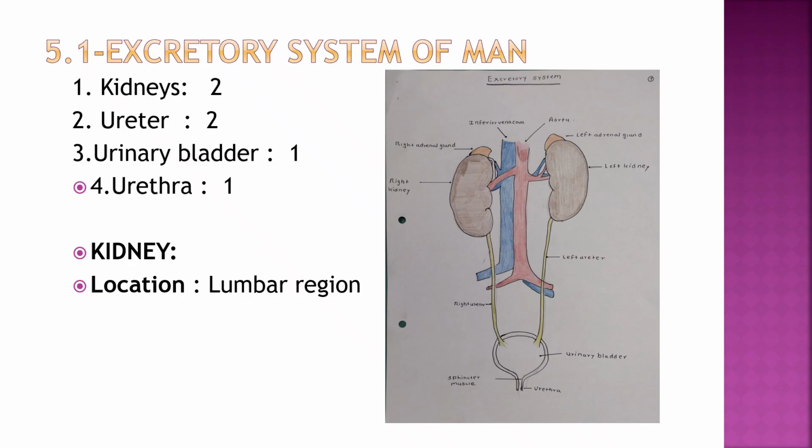Let's study the excretory system. Today we will see the excretory system of man. The excretory system, that is the urinary system of man, contains kidneys, 2 in number, ureters, 2 in number, then urinary bladder, 1 in number, and urethra, 1 in number.